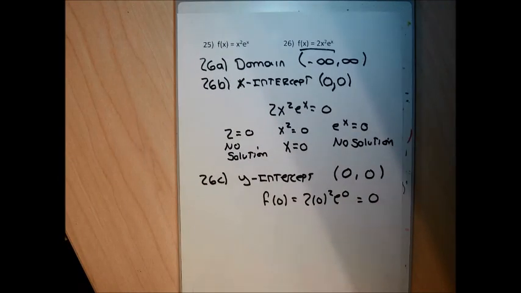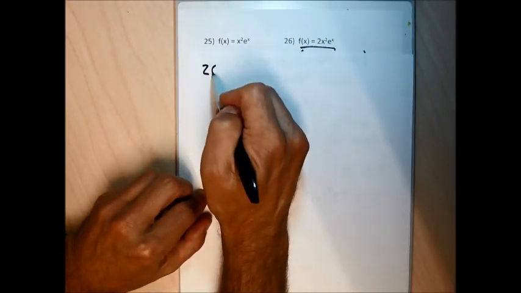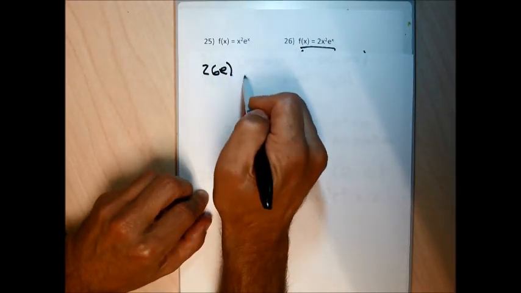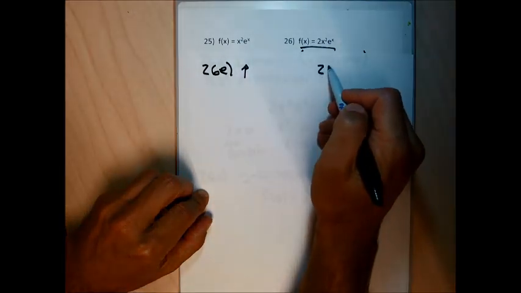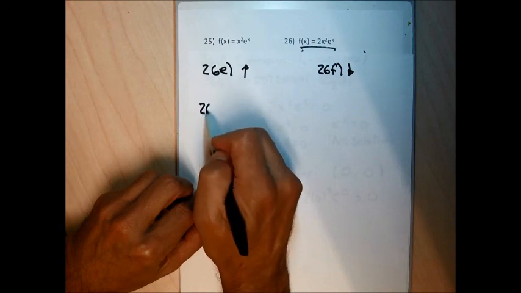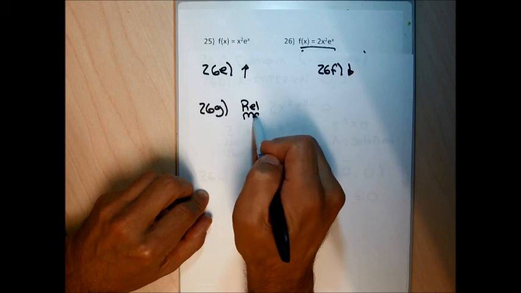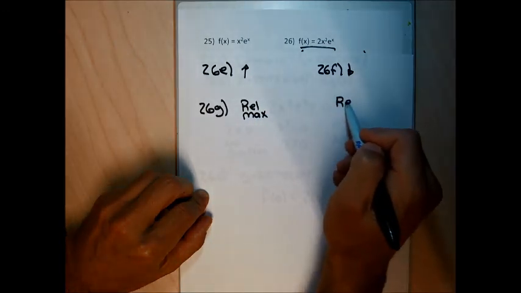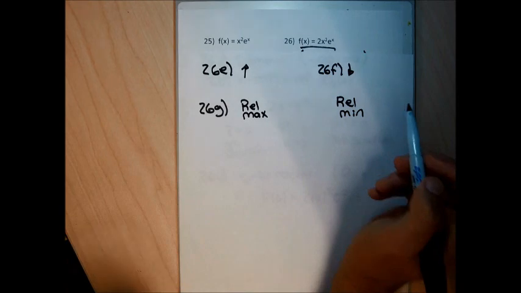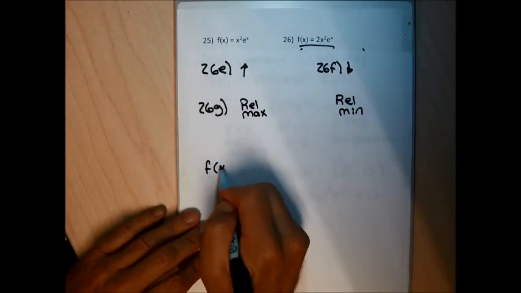Now I'm going to move on and do the increasing, decreasing, maximum, and minimum part. And I really need a whole sheet of paper for that. So for 26E, where the graph is increasing, for 26F, where the graph is decreasing, and 26G, any relative maximums and relative minimums, I'll do those on a separate sheet of paper. I need to take the original function and find its first derivative.